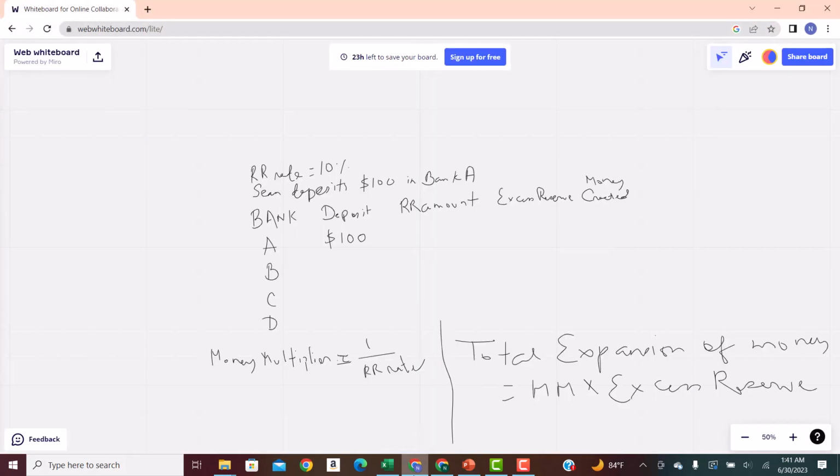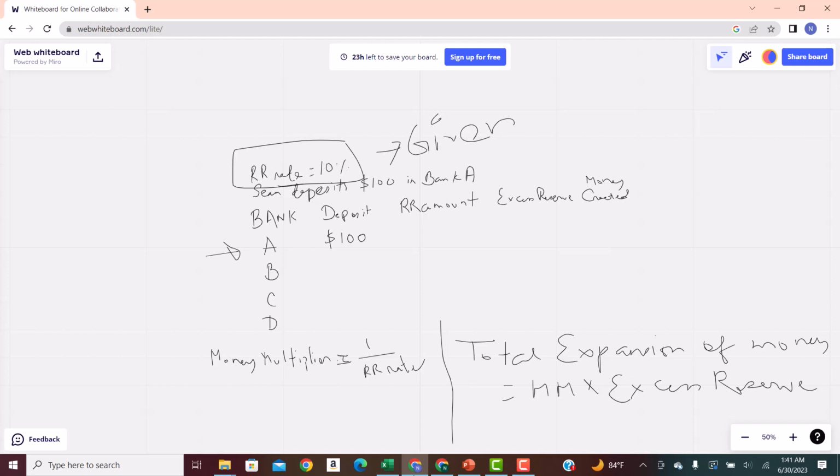Let's say Sean gets $100 of gift money from me, and then he decides to deposit this $100 in Bank A, where he holds his account. We are also given that all banks have a required reserve. We assume the required reserve rate, not the amount, is 10%. So whatever the deposit is, the bank has to hold back 10% of the deposit as reserve. The rest they can loan out.